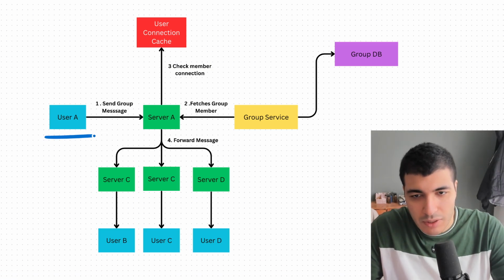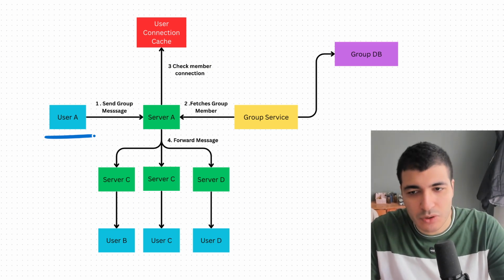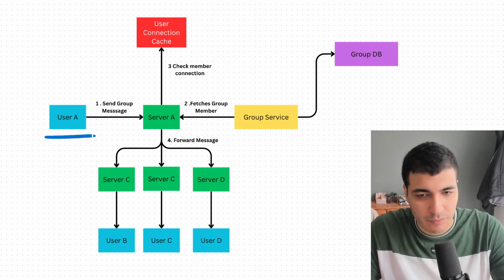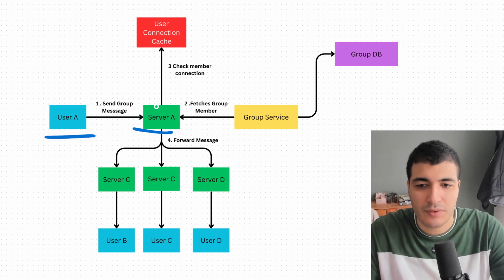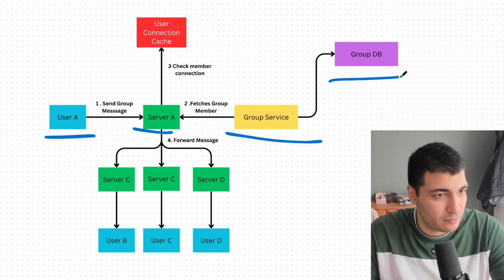Let's say user A will send a message in a chat group. The message is sent through their WebSocket connection to the chat server they are connected with. So let's say that user A is connected with server A. First they will send the message to server A. Server A will contact the group service to fetch the list of all group members.